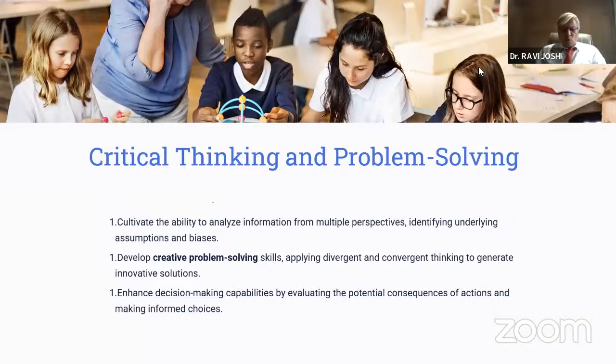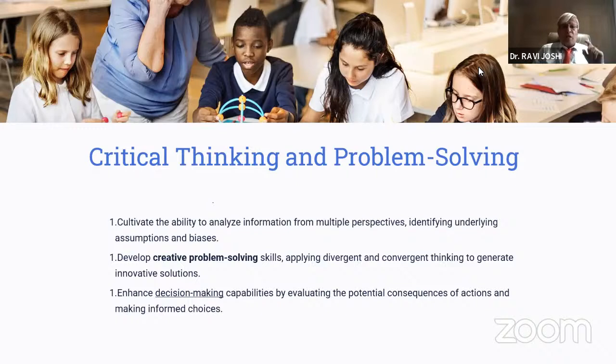So definitely, one which we discuss a lot is critical thinking and problem solving. Though we discuss this in a different context, in the domain-specific, cultivate the ability to analyze information from multiple perspectives, identifying underlying assumptions and biases. These are life skills in professional life, in social life, in organizational situations, even in personal life. Cultivate the ability to analyze the information. Don't rush to a decision. Develop creative problem-solving skills, applying both divergent and convergent thinking to generate innovative solutions.